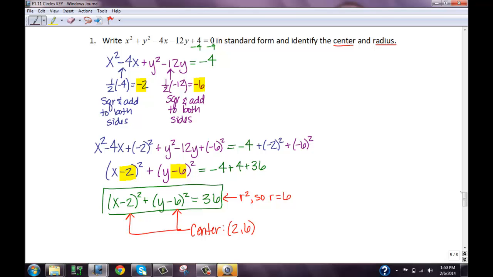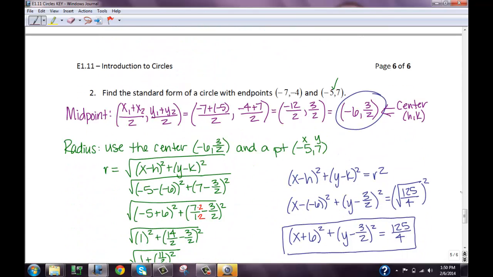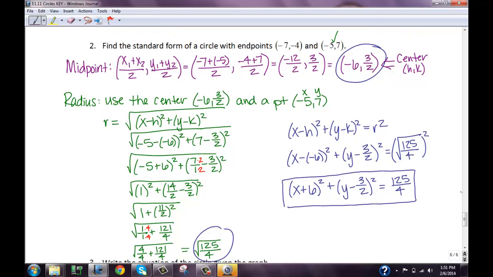Okay. On the second one, kind of got a little nasty, right? They gave us the endpoints of a circle. When they give us the endpoints, we have to find the center, which is the midpoint between those endpoints. So we take the 2 endpoints and average their x's and y's, which gives us the middle point, or our center of negative 6, 3/2.